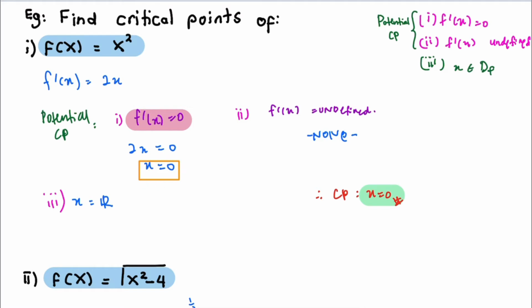And second step, let's find our next potential critical point, which is where f prime x is undefined. So just take the denominator, equate it to 0. However, we don't have any denominator, so this is none.